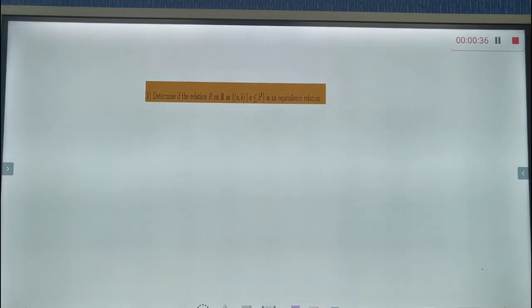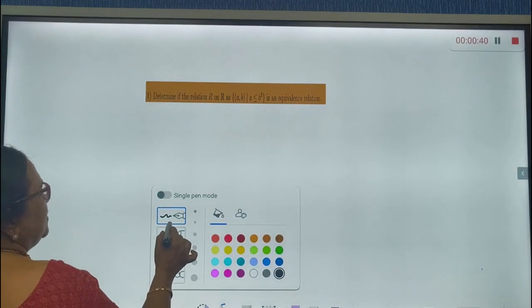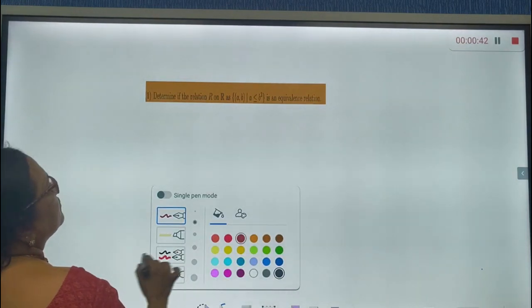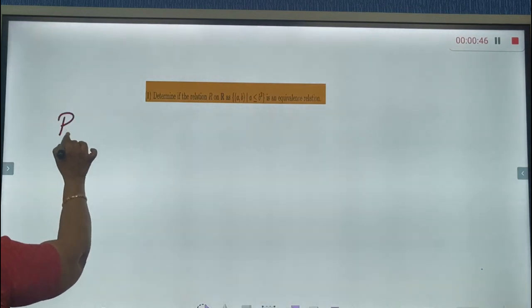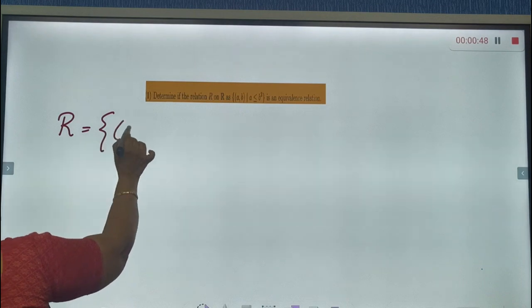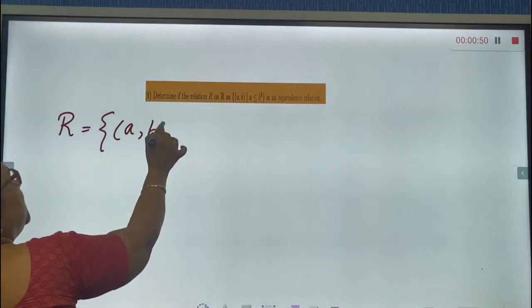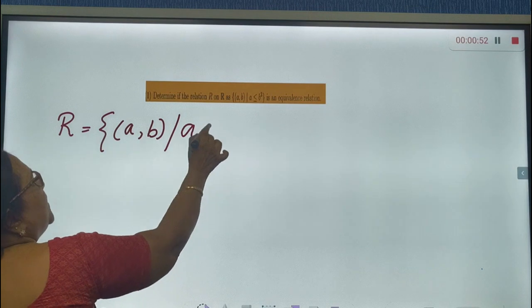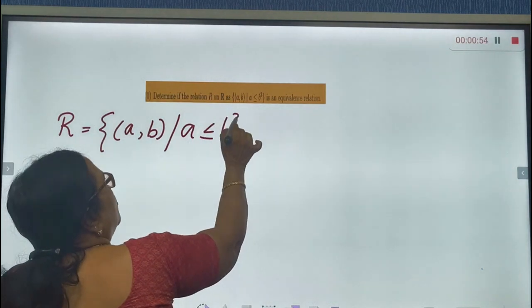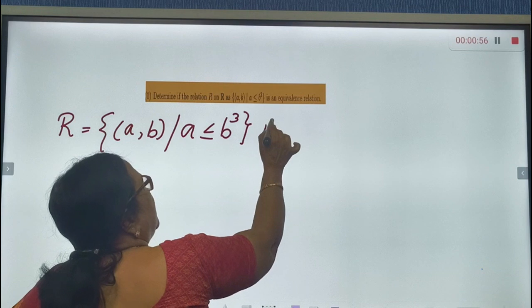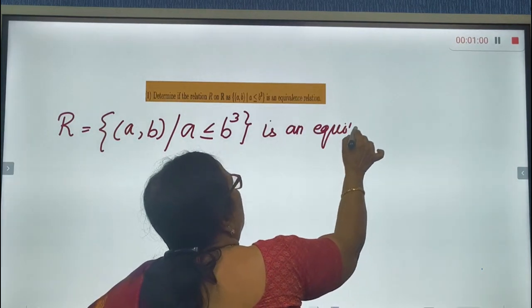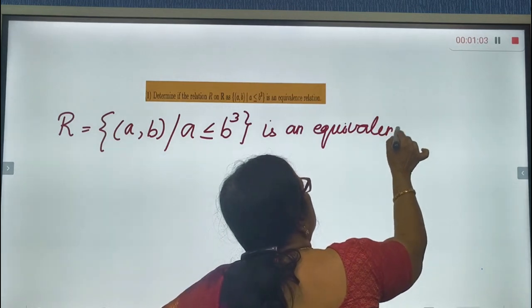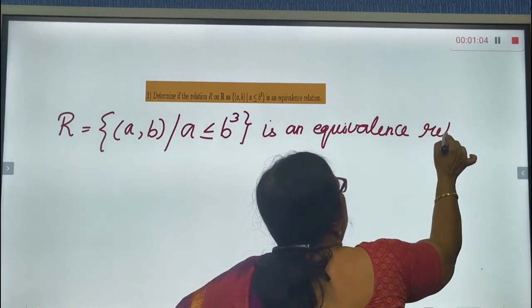So the first question that we are going to see is: if a relation R on R such that R equals the set of all (a, b) such that a is less than or equal to b cube is an equivalence relation. We are going to check whether this is an equivalence relation.